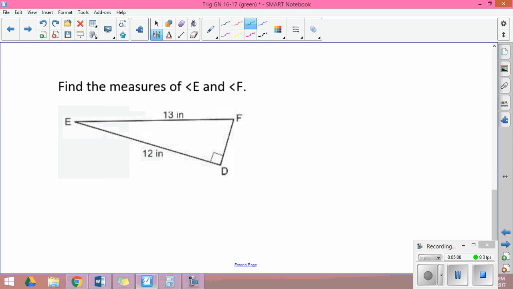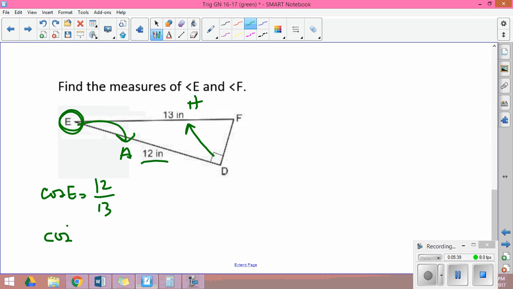Find the measures of angle E and angle F. So this is where our trig ratios, again, come in handy. If I want to know E, what sides do I know in relation to E? Well, hypotenuse is hypotenuse. Now 12 is adjacent to E. It is right next to you. So when I'm talking about adjacent and hypotenuse, I am talking about the cosine of E would be equal to 12 over 13. Now we can go to our calculators and use the inverse of 12 over 13 to find out what the measure of that angle is.